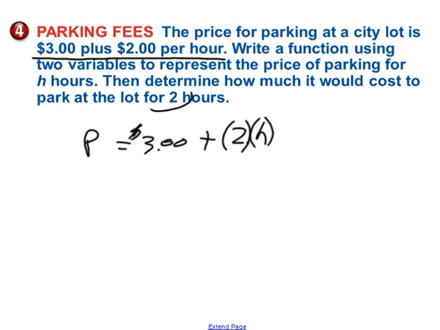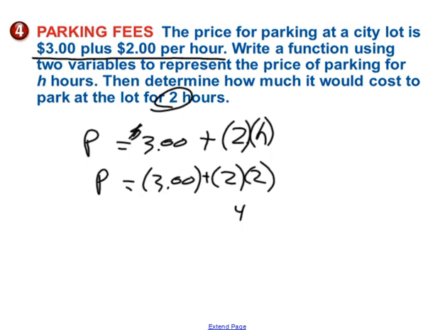My input here is going to be 2 hours. So I'm going to say the cost for parking is equal to $3 plus $2 per hour times 2 hours. 2 times 2 is 4 plus $3. The cost to park then is equal to $7 to park for the 2-hour time period.